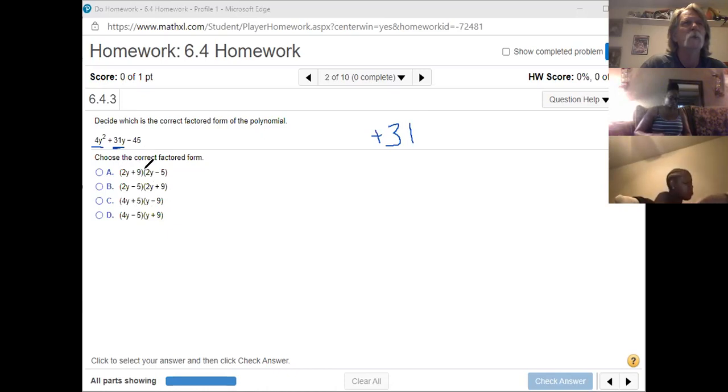So 2 times 2, 9 times 5 is 45 minus 4, no. 2 times 2 is 4. 5 times 9 is 45, and a 4 not going to come out 31. So now I don't think it's that one. I don't think it's that one. So 5 times 9 is 45. Well, I may have spoke too soon.